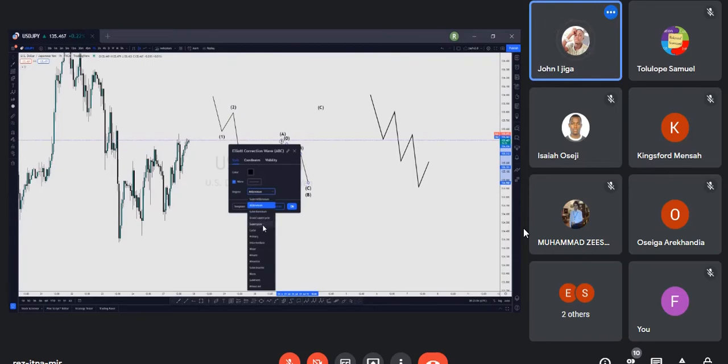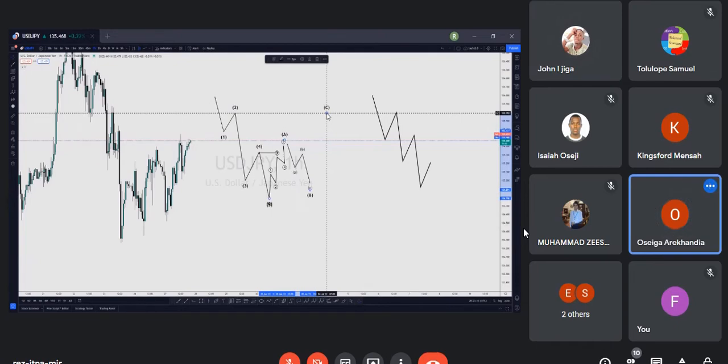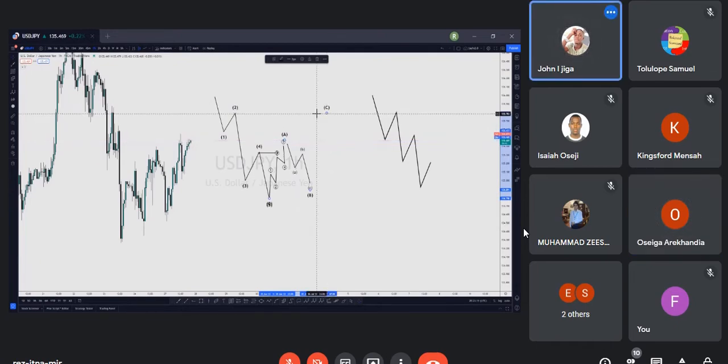So now, B has to be formed of A, B, and C. What should C be formed from? I told you C is one, two, three, four, five, exactly, because it's an impulsive wave. Okay, so it has to be formed of 1 2 3 4 5. Let me just push this back a little.